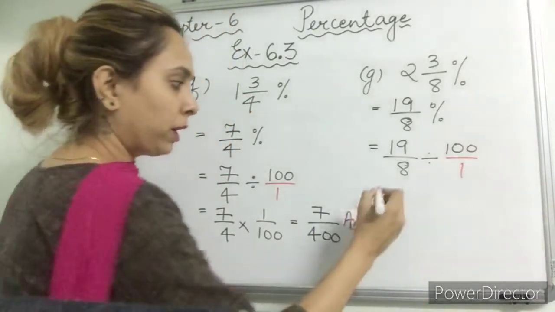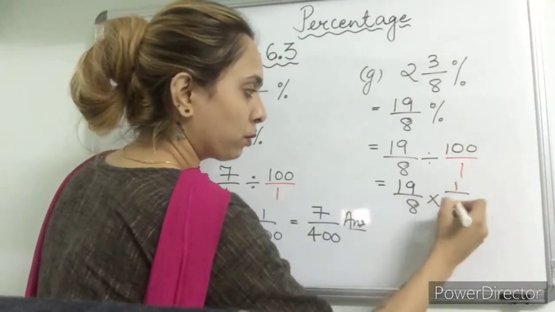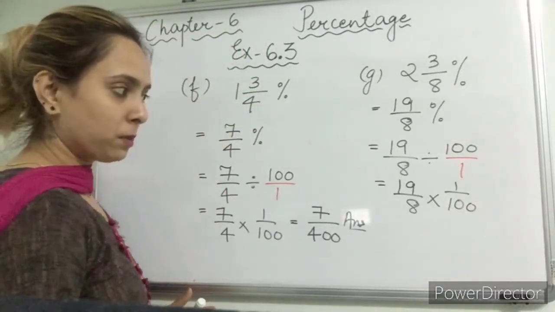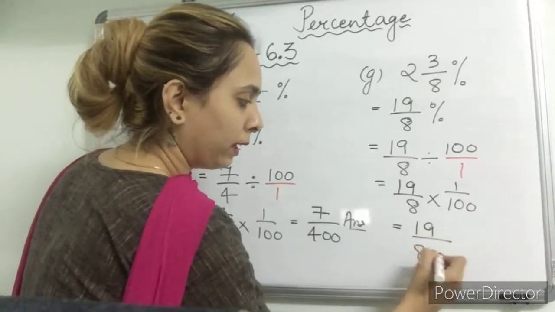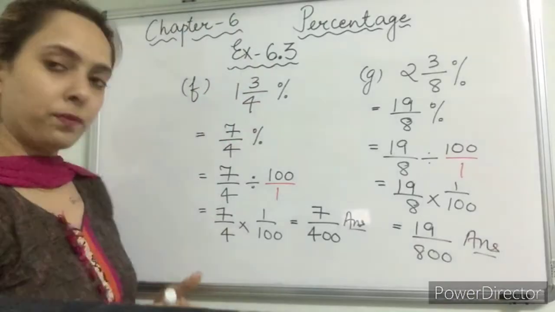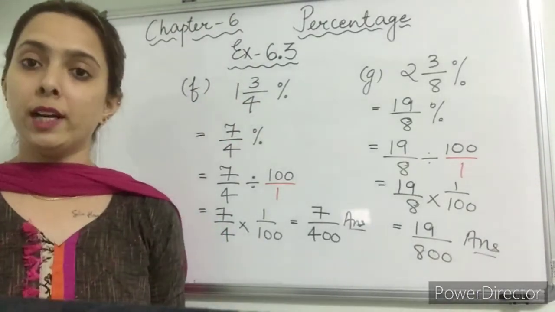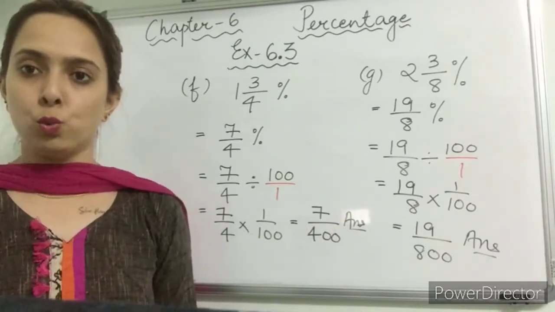Now convert the sign of division into multiplication and take the reciprocal of this. So again, nothing is divisible. So 19/800 is the answer. Please watch these videos carefully and try to solve questions like this. Let's go for question number 2.